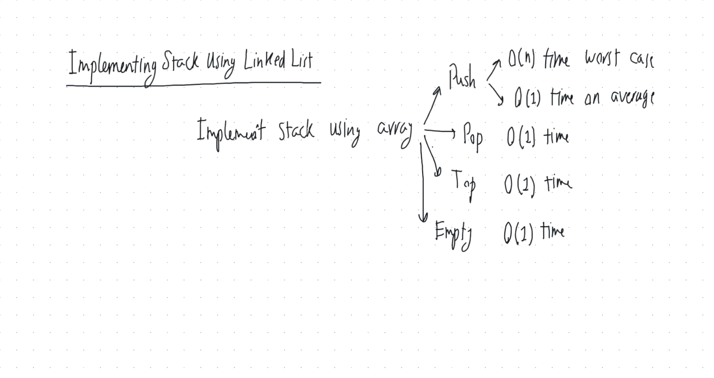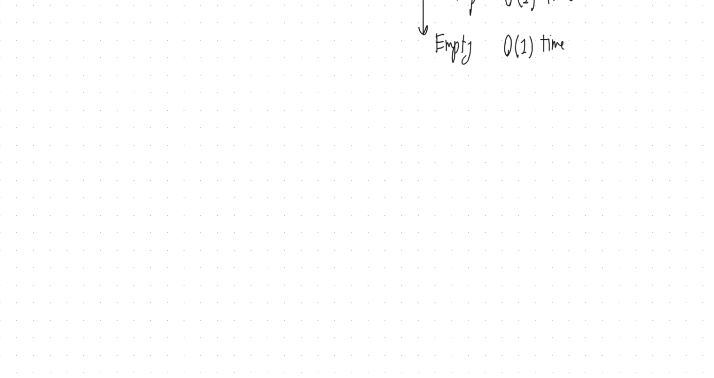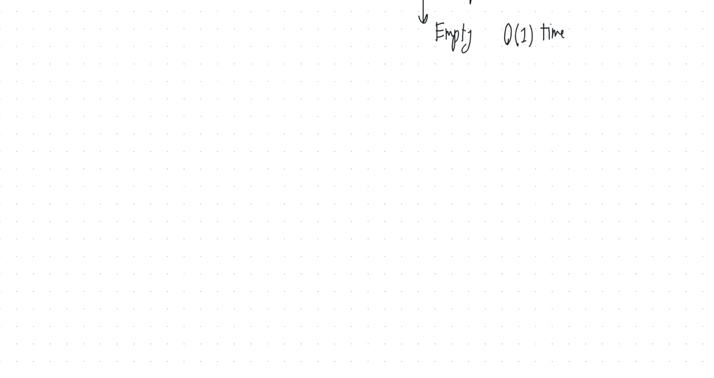Now, in this video, what we are going to look at is how we can get the same kind of behavior. We have these 4 operations, push, pop, top, and empty, and we get the last in, first out behavior, but by using a linked list as the underlying data structure. Okay, so that's what we are going to see in this video. And again, I'm going to go through the operations one at a time.